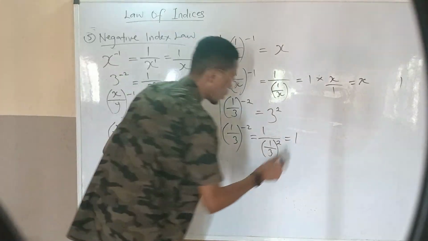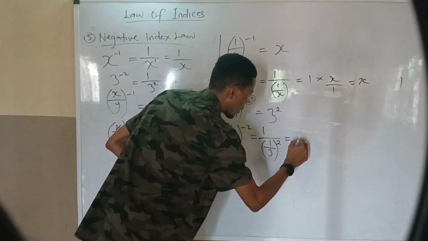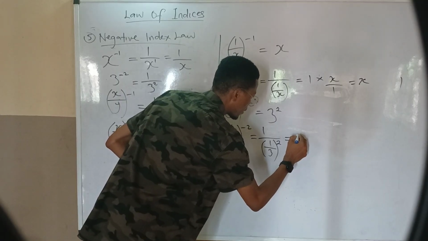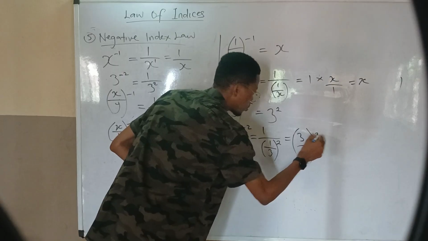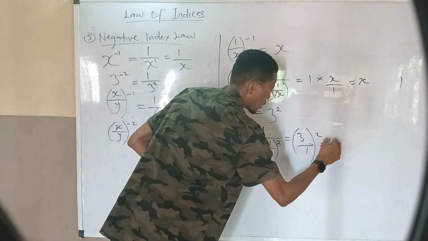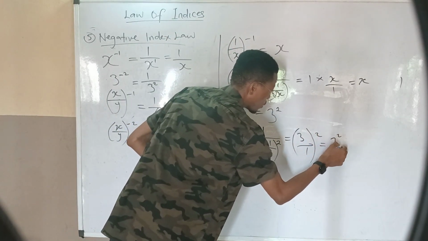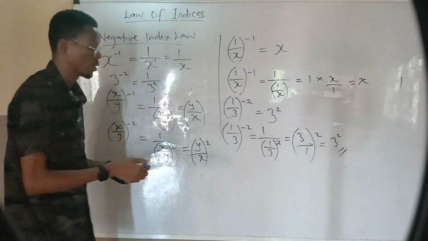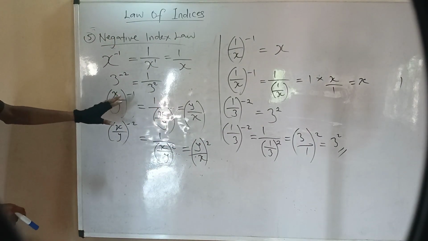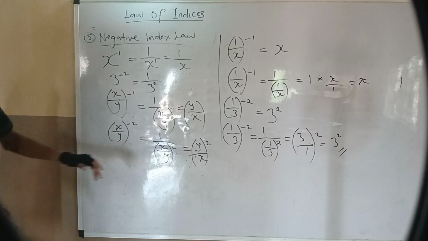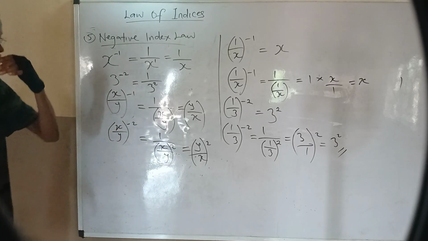So here we have 3 over what? Over 1 raised to the power of what? 2. And 3 over 1 is still the same thing as what? 3. So we have 3 raised to the power of 2. That is exactly what we did here. So that is that about our negative index law. So in our subsequent videos, we'll be applying them.